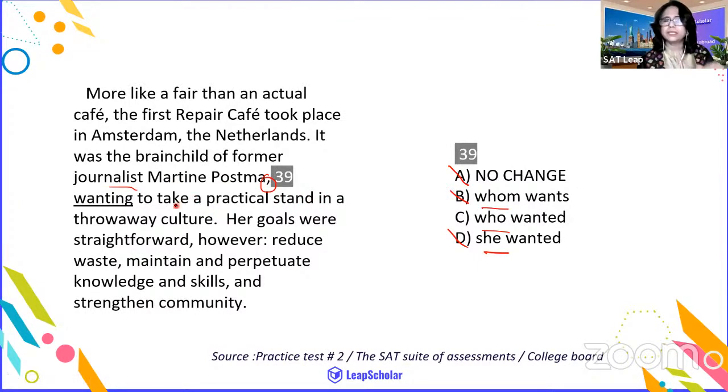A is not the answer. A will not give us the meaning, like we cannot get a word which replaces journalist Martin Postma. There is a bigger reasoning behind eliminating A. As long as you understand that it is not referring to Martin Postma, you can eliminate A. There is a modifier concept which does not allow A to be the answer. We don't need to go into depth into that concept. Okay, did you get this answer, students? Yes, many of you got it right.